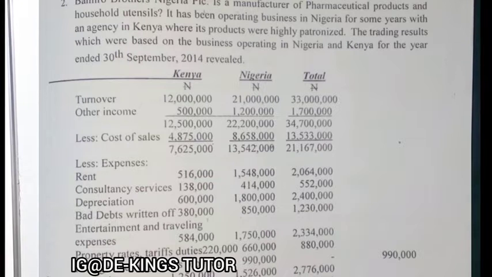Now, I want to see the trading result. Turnover for Kenya 12 million, Nigeria 21 million, the total 13 million, other incomes 500,000, Nigeria 1.2 million, total 1.7 million. Now, everything sums up. Less cost of sales, you have the value there. Now we also have less expenses.